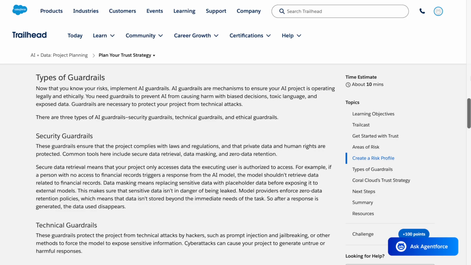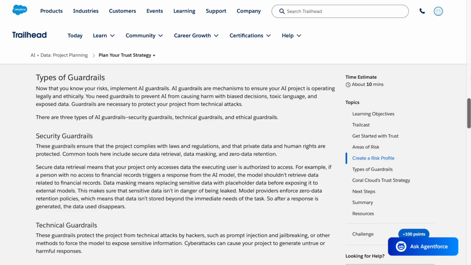Guardrails are necessary to protect your project from technical attacks. There are three types of AI guardrails: security guardrails, technical guardrails, and ethical guardrails. Security guardrails. These guardrails ensure that the project complies with laws and regulations and that private data and human rights are protected. Common tools here include secure data retrieval, data masking, and zero data retention.